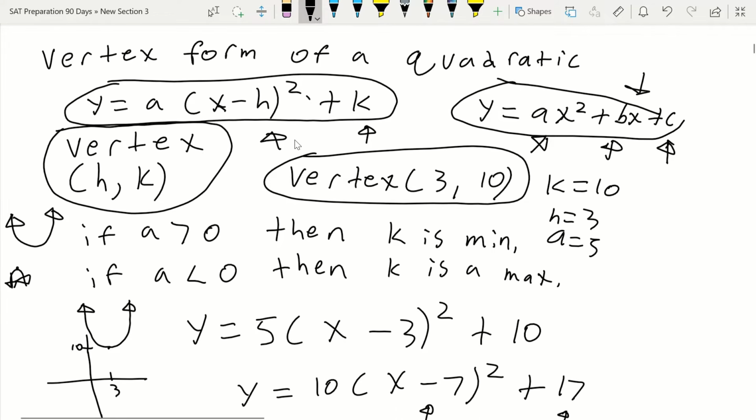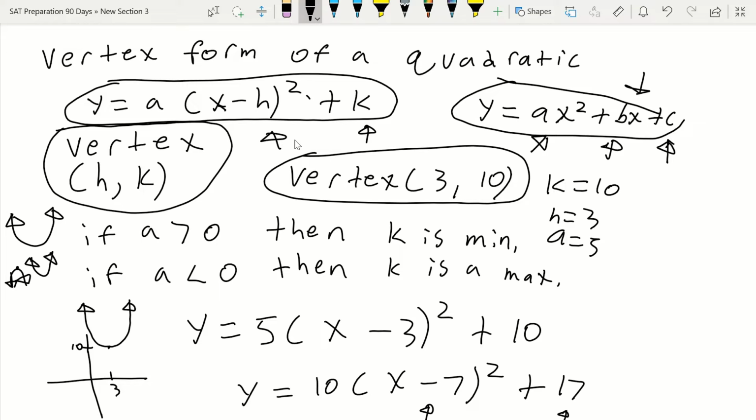We know that if a is positive, then we're going to have an upward sloping, or a U-shaped, positive U-shaped graph. If a is negative, then we have k as a maximum. If a is positive, we have k as a minimum, right? So if a is negative, we're going to have a downward facing graph.